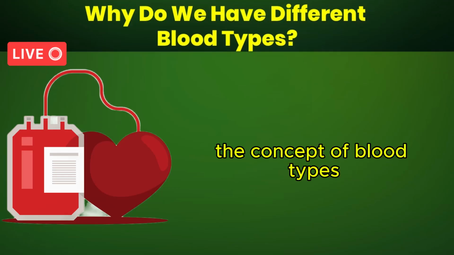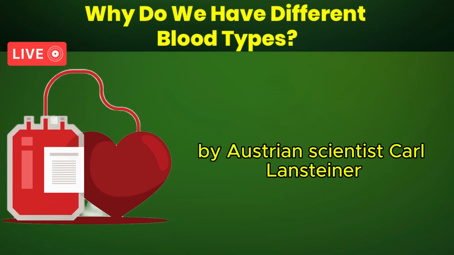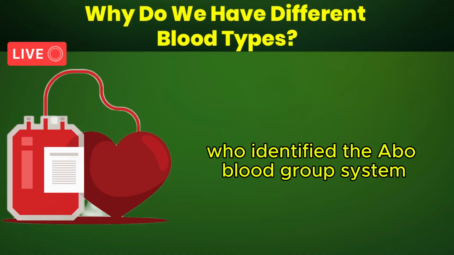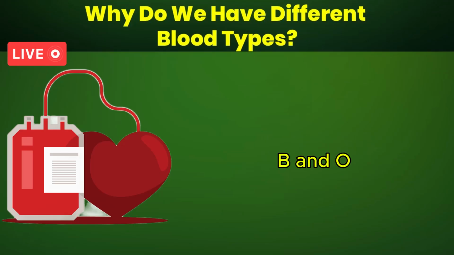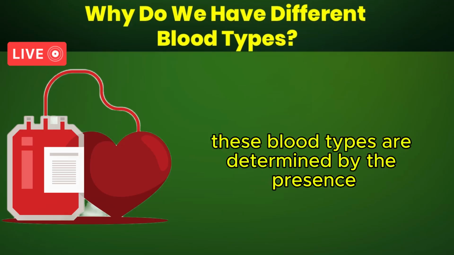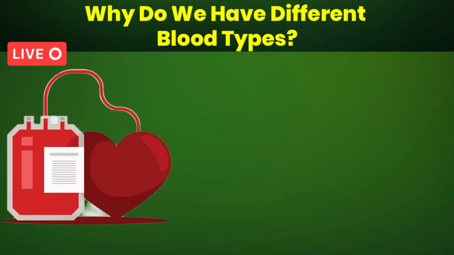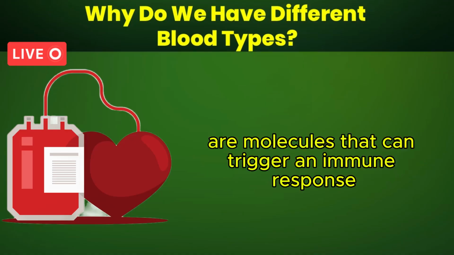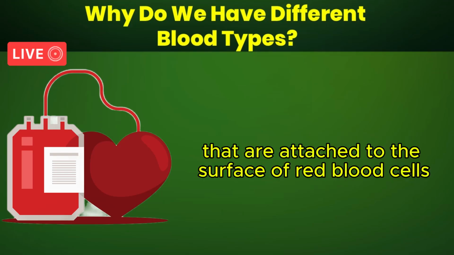The concept of blood types was first discovered in the early 20th century by Austrian scientist Karl Landsteiner, who identified the ABO blood group system. This system classifies blood into four main types: A, B, AB, and O. These blood types are determined by the presence or absence of specific antigens on the surface of red blood cells. Antigens are molecules that can trigger an immune response, and in the case of blood types, they are sugars or proteins that are attached to the surface of red blood cells.